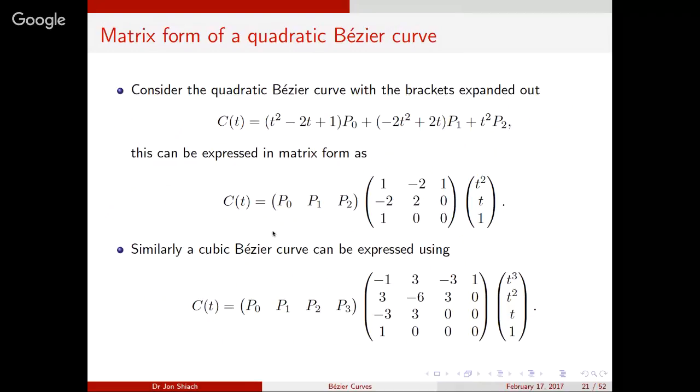And similarly, a cubic Bezier curve can be expressed in this way. So 1 minus t cubed is minus t cubed plus 3t squared minus 3t plus 1. And we do the similar. So here we'd have 3t times 1 minus t squared, and that gives us a coefficient of t cubed, t squared, t, and 0. So that's M for the quadratic Bezier, and that's M for the cubic Bezier.